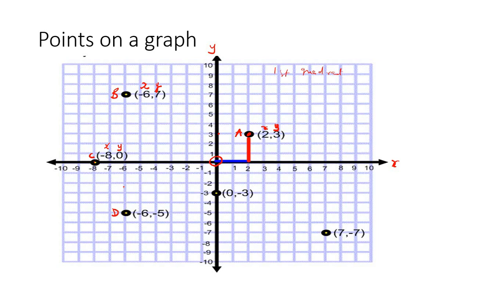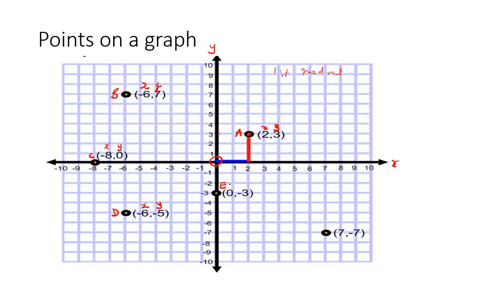So this is our point D. Trace it up to x, it is -6. So this is x = -6. Trace it towards the y-axis. It is -5. Hope you're getting what I'm doing. So this is another point. Let's call it point E.